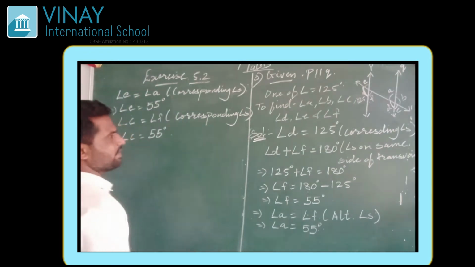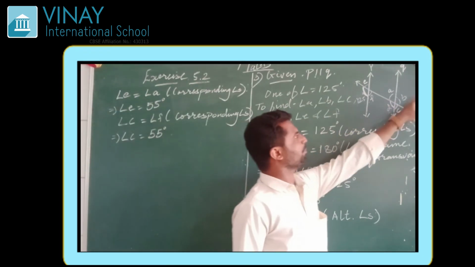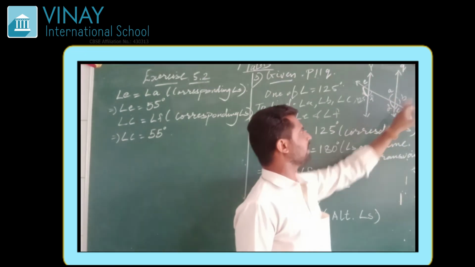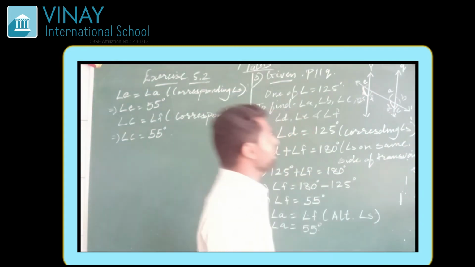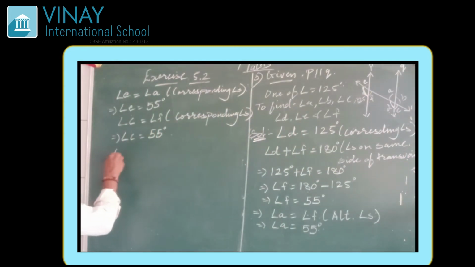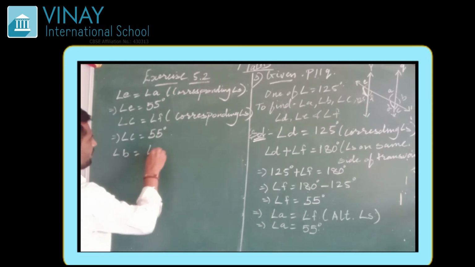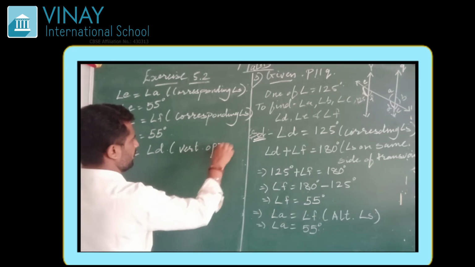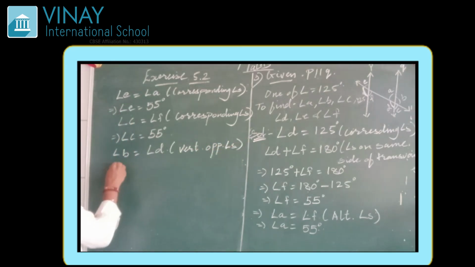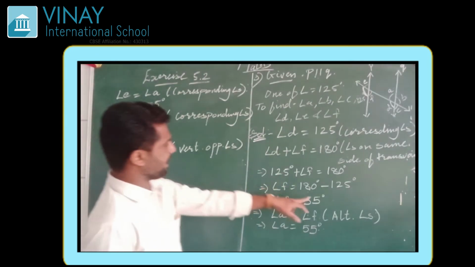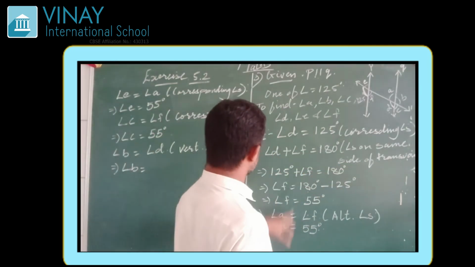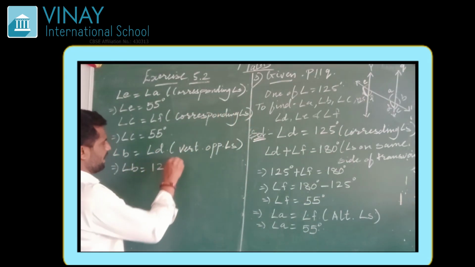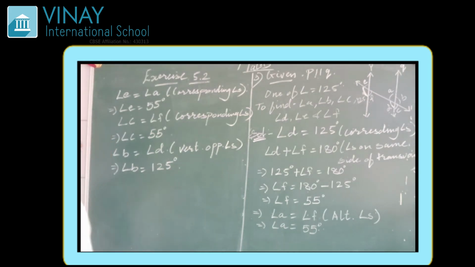Now if we see angle B and angle D, both are vertically opposite angles, and previously we studied that vertically opposite angles are always equal. So we can say that angle B is equal to angle D because they are vertically opposite angles. Where is angle D? Angle D we got is 125 degrees. So angle B is equal to 125 degrees. Now we got all the angles.